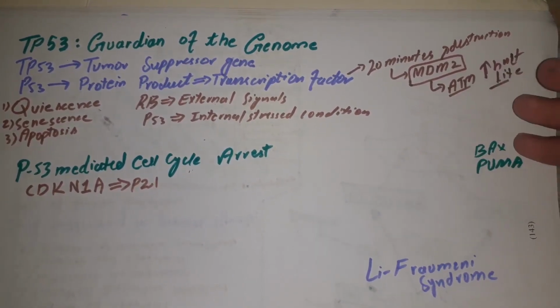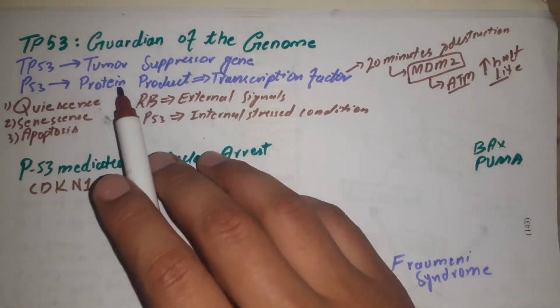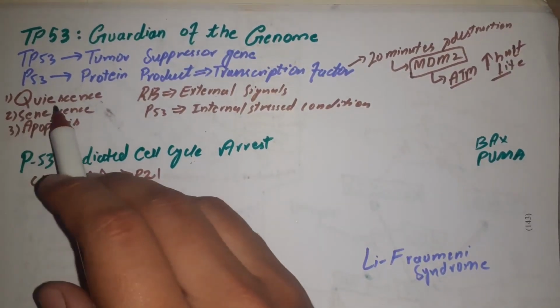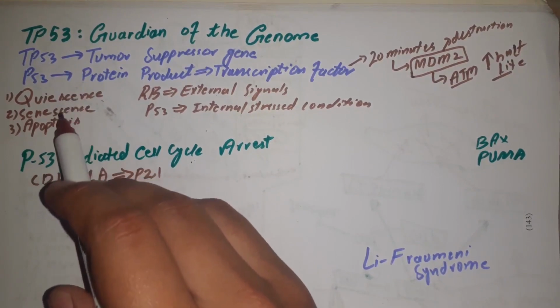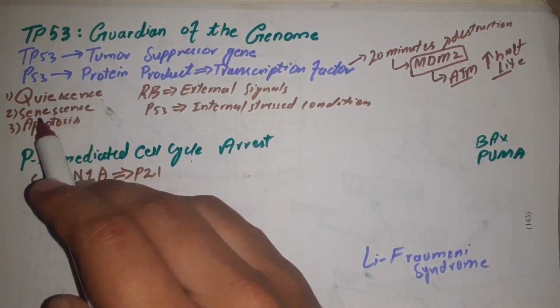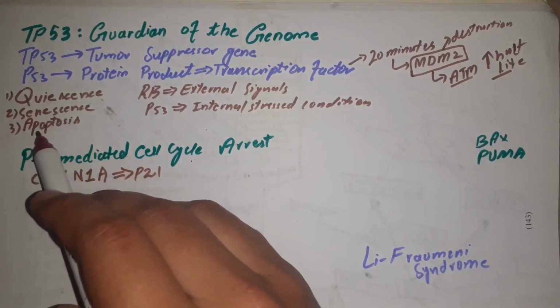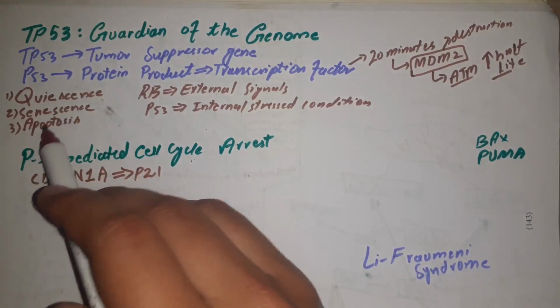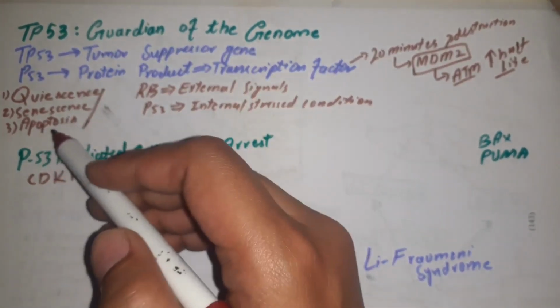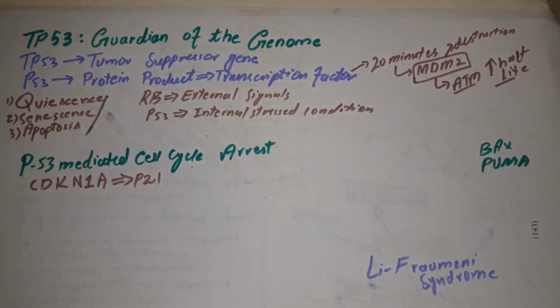Okay. So this TP53 is the guardian of the genome, and it can lead to three fates of the cell. It can lead to temporary arrest of the cell cycle, which is quiescence, or permanent arrest of the cell cycle, which is senescence, or it can lead to programmed cellular death, which is apoptosis. It can lead the cell to follow one of these three fates, either quiescence or senescence or apoptosis.